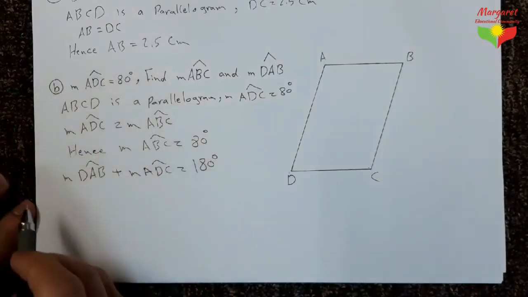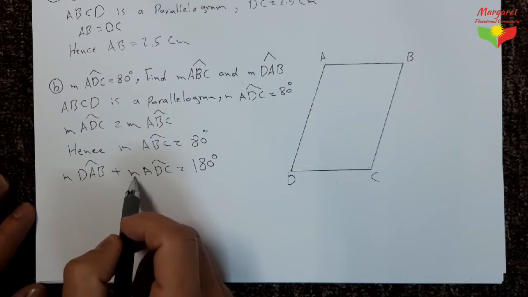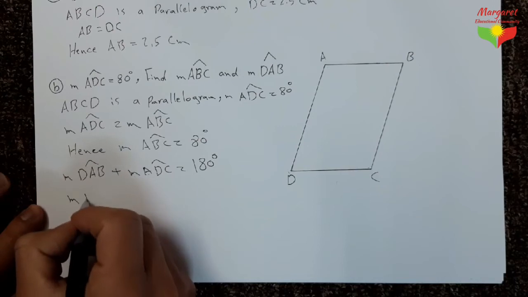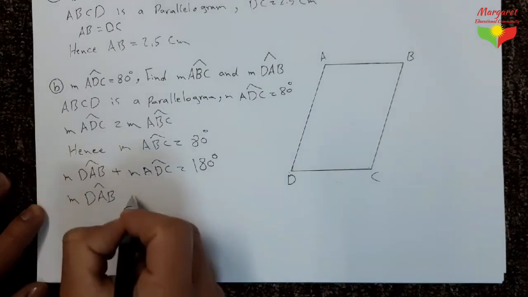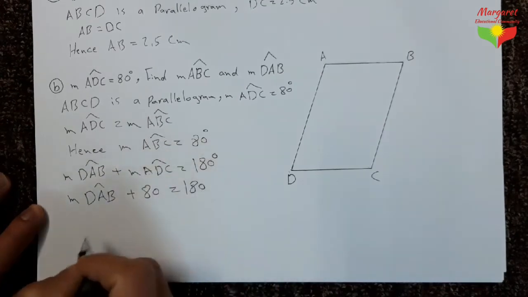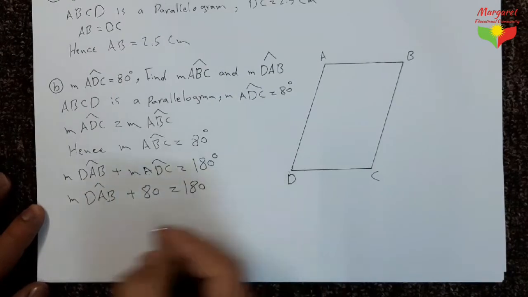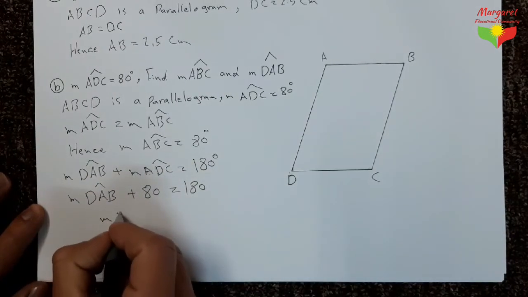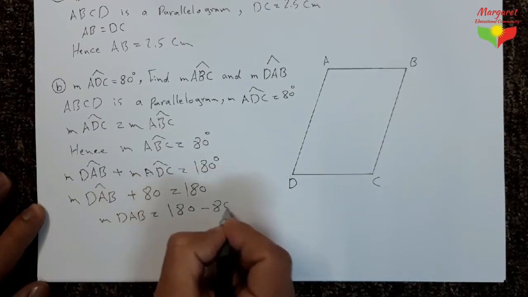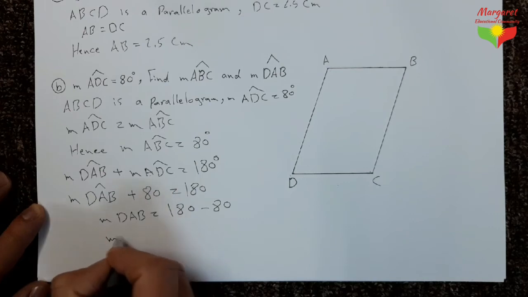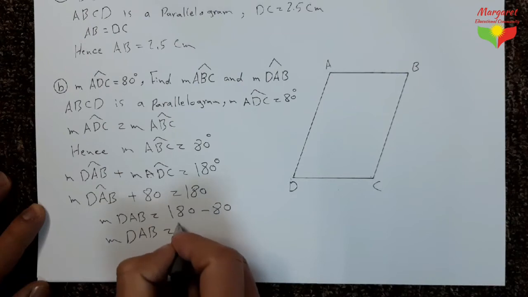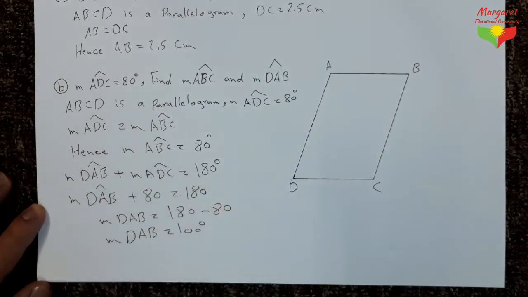Substitute 80 degrees for measure of angle ADC. So measure of angle DAB plus 80 equal to 180. Move 80 to the other side with inverse operation. Measure of angle DAB equal to 180 minus 80. So measure of angle DAB equal to 100 degrees.